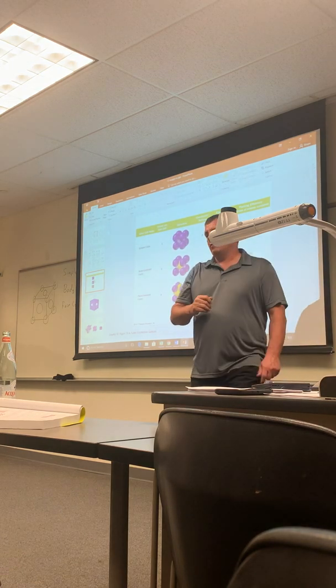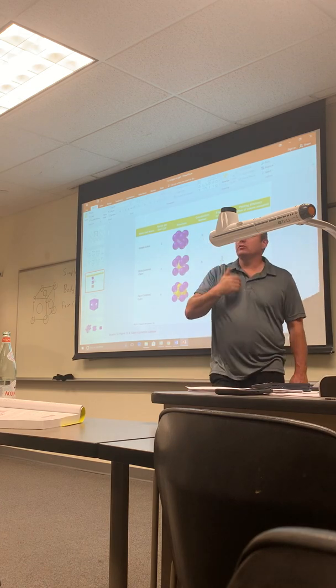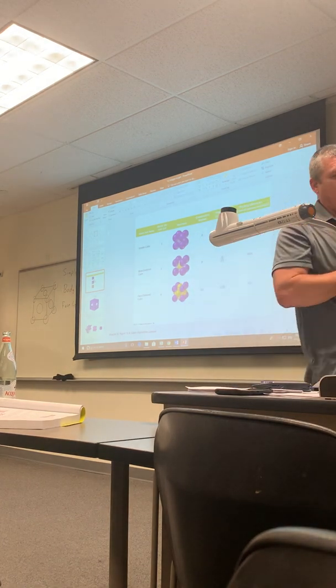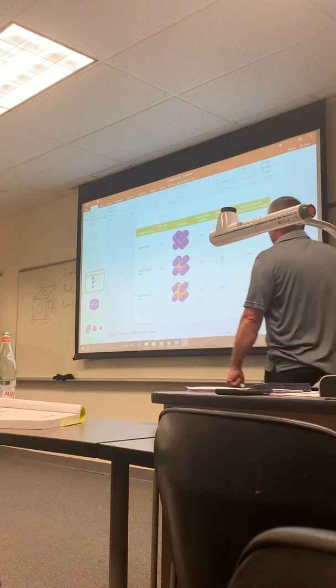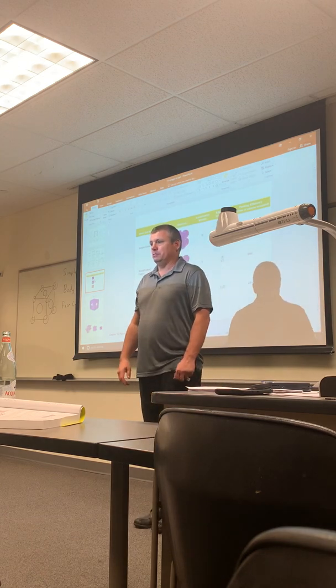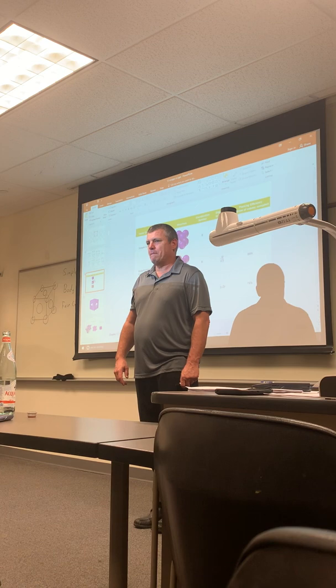Your book's going to talk about coordination number. What is coordination number? It's the number of adjacent atoms physically in contact with the atom. So in a simple cubic, each atom has 6 immediate neighbors. Does that make sense? Could you repeat the coordination number definition? The number of atoms in immediate contact.